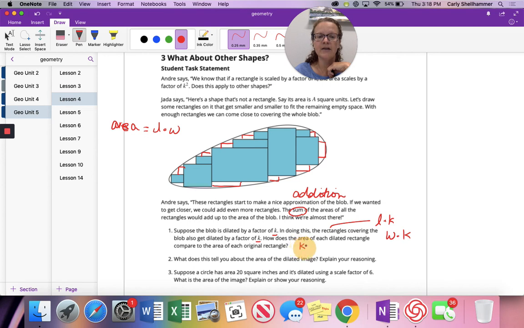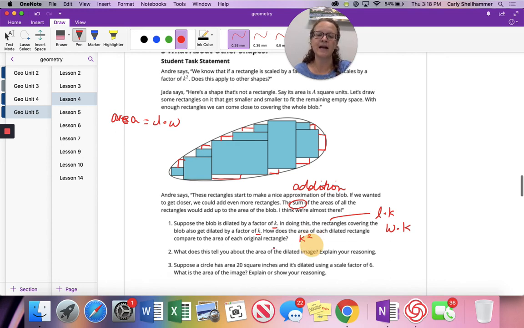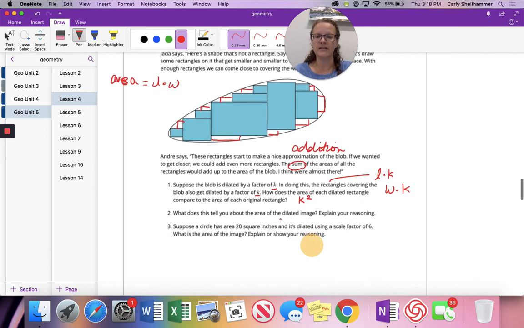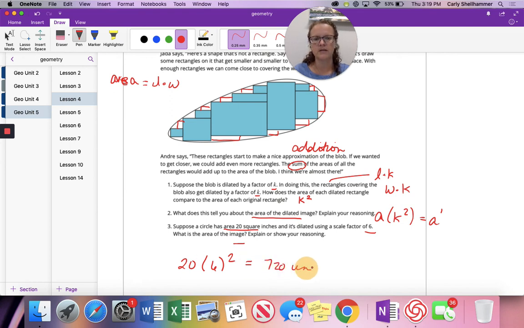We dilated the area by K squared. What does this tell you about the area of the dilated image? Please explain your reasoning. The area of the dilated image would be the original area times K squared would be our new area. Suppose a circle has an area of 20 square inches, and it's dilated using a scale factor of 6. The area of the image is 20 times our scale factor squared, which is 20 times 36, which is 720 units squared.